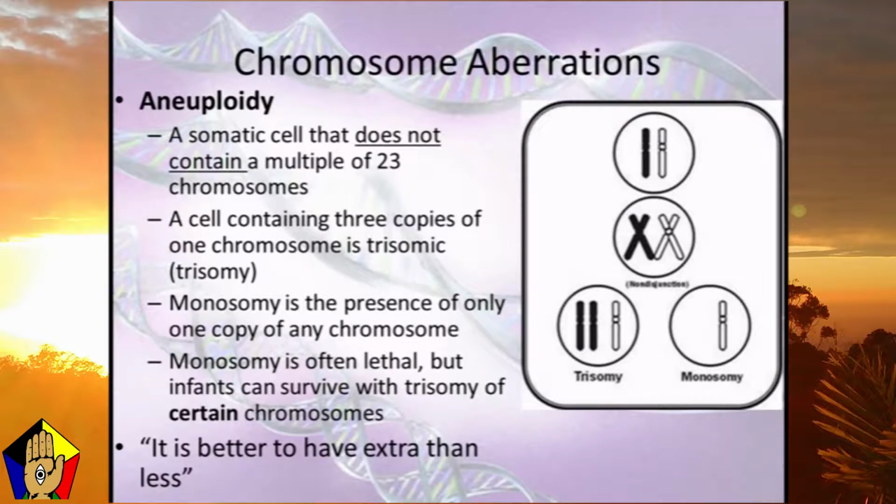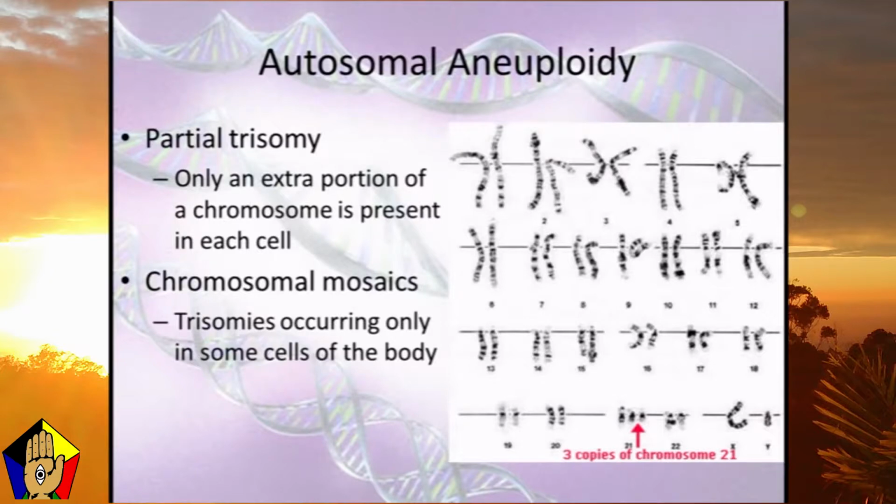If you have 1 too few chromosomes, it's not compatible with life. So the moral of the story here is it's better to have a little extra than a little less. And we'll talk about some things that have too many in them. Right? So autosomal aneuploidy, partial trisomy or chromosome mosaics are some common ones. So partial trisomy means that you might have only a little extra part of a chromosome present in each cell.